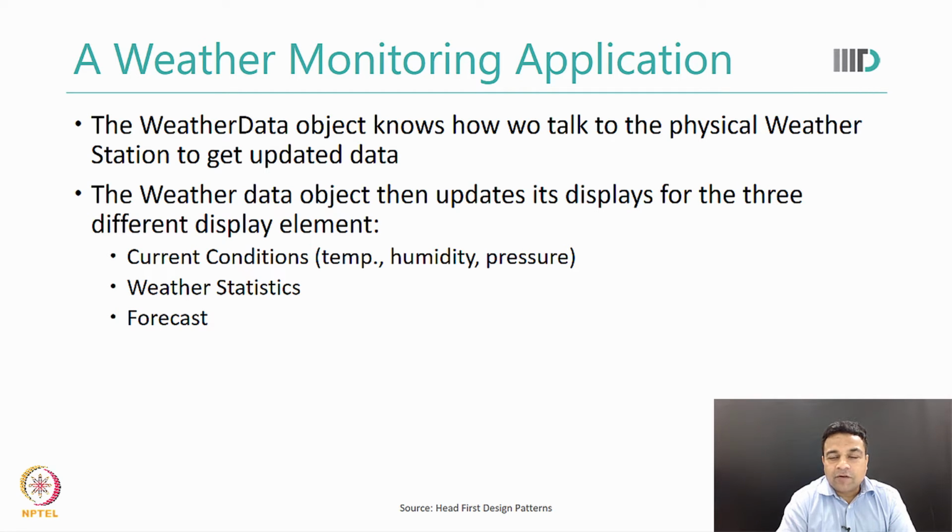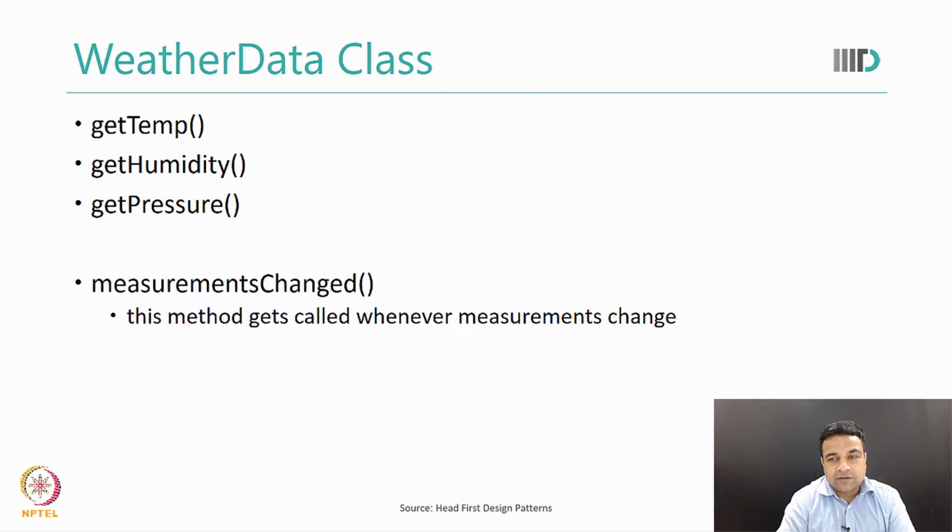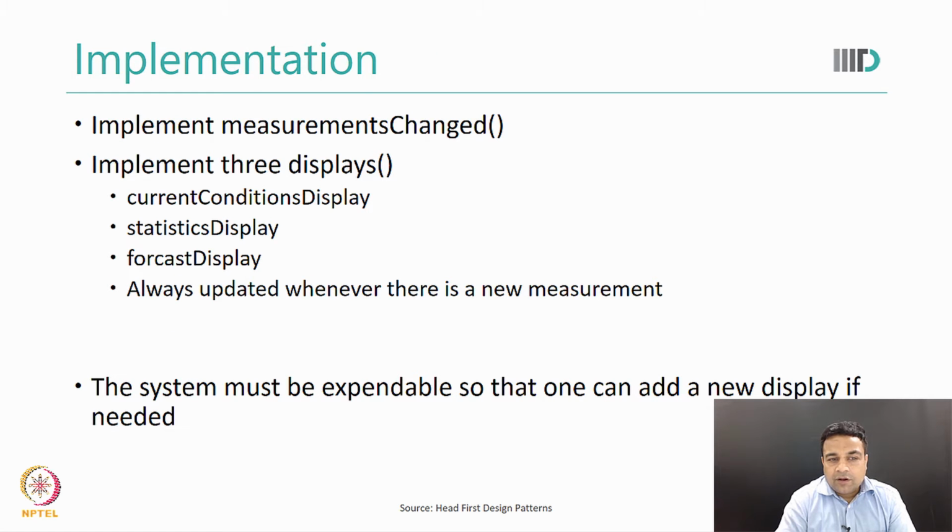Now let us see what we will have in our weather data class. So our weather data class will be very simple. It will try to get the actual sensor values, and then it will have a method which will be called when any of these measurements change. Now we will have to see how we implement this measurement change method, and how we implement it for the three displays which will be displaying the new measurements.